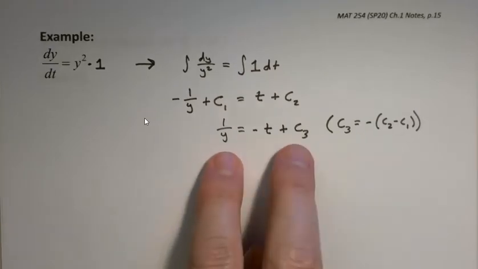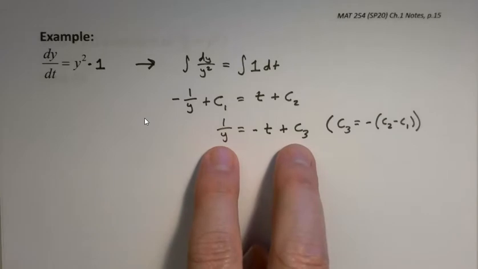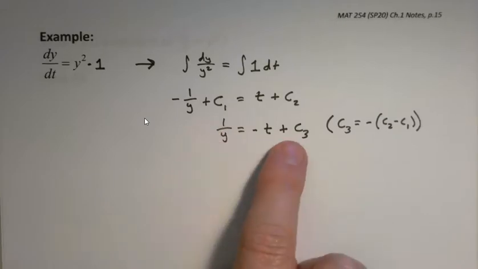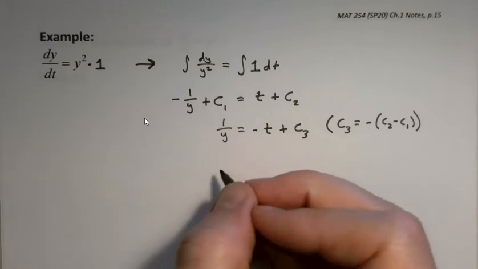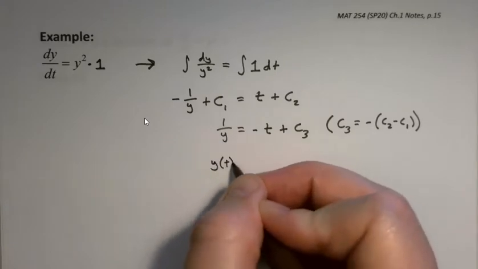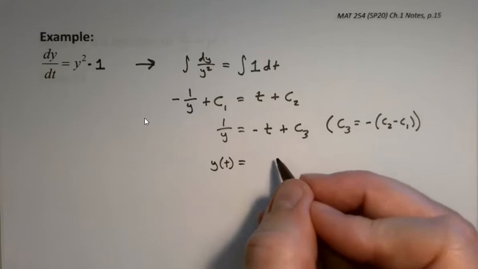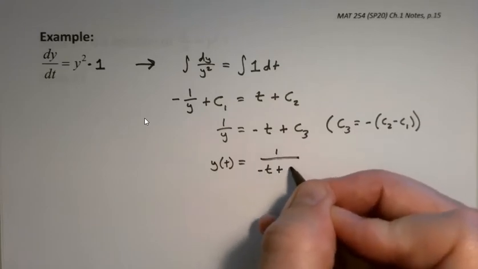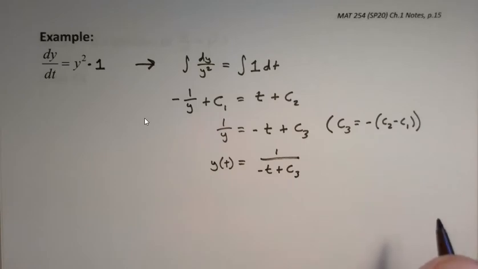Last but not least, if I want to solve this thing for y, the easiest way is to think about inverting this side, which means I have to invert this entire side. So I'd have y of t, or just y, equals 1 over everything here, negative t plus C3. And this becomes my general solution.